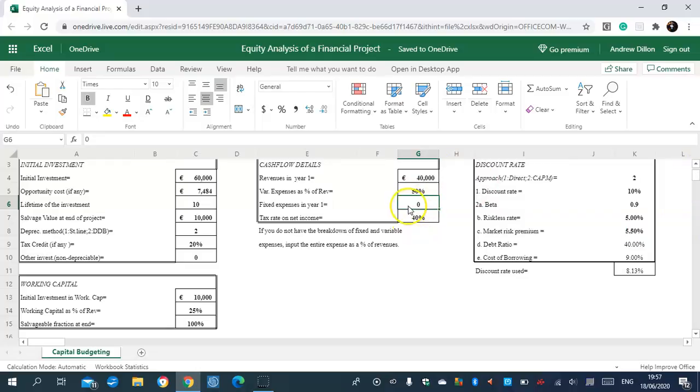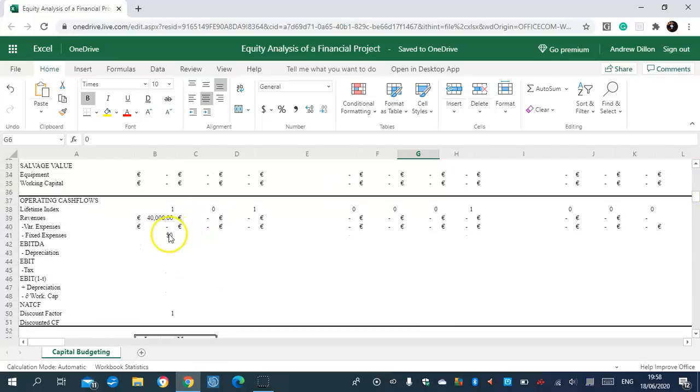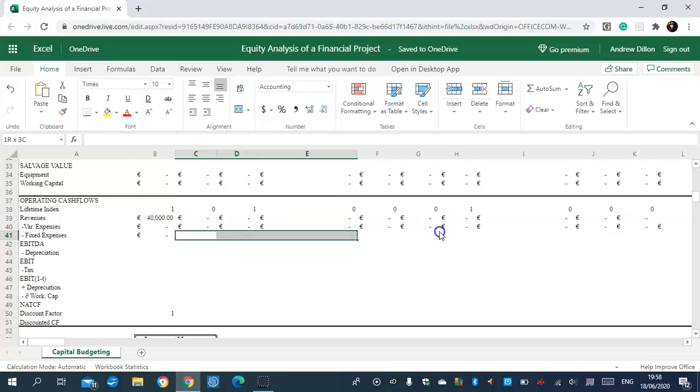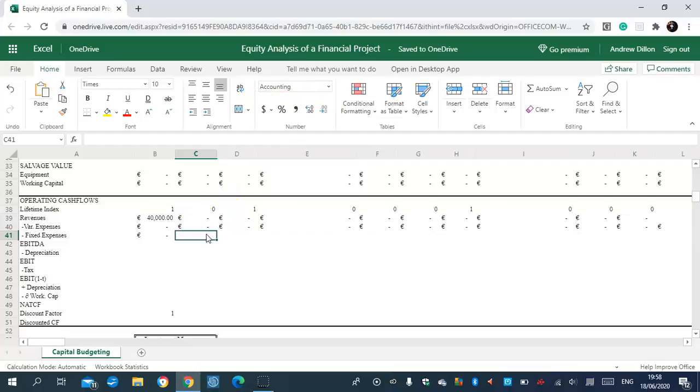Okay, fixed expenses in year 1 is just 0. So the answer here is just no money earned. Okay, convert that to euros. Convert the rest of them to euros too. Okay, now into the next sum of the fixed expenses.